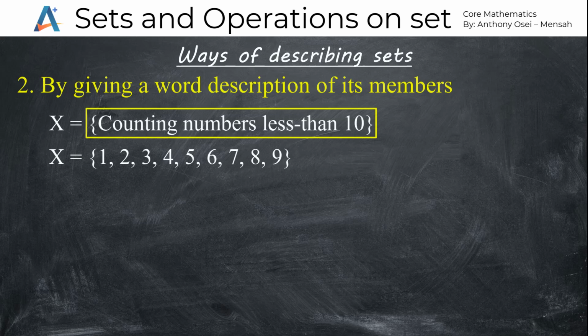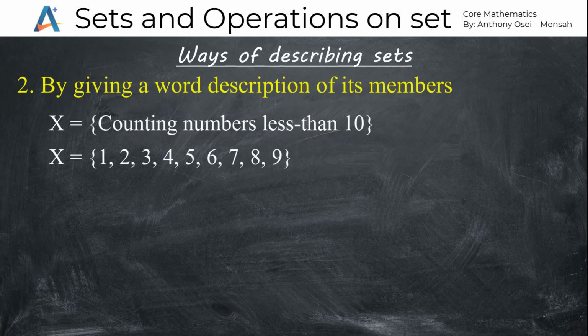And all numbers that are less than 10 begin from 1 to 9. That is to say, counting numbers less than 10 begins from 1 to 9. So these are the members that qualify to be listed when we take this description. Let's take another description like Y.